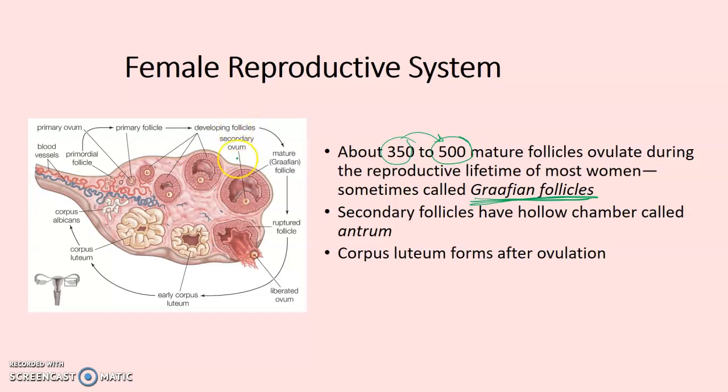Now, these secondary follicles, okay, this hollow chamber in here is called an antrum. All right, the antrum is full of fluid, and the fluid helps allow the liberated ovum to circulate into the reproductive tract.